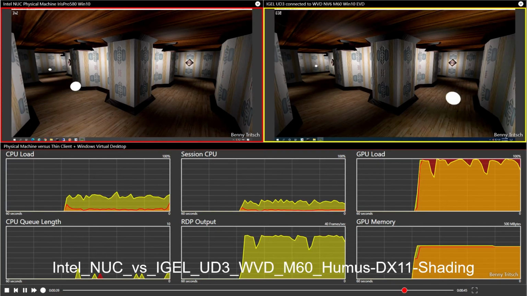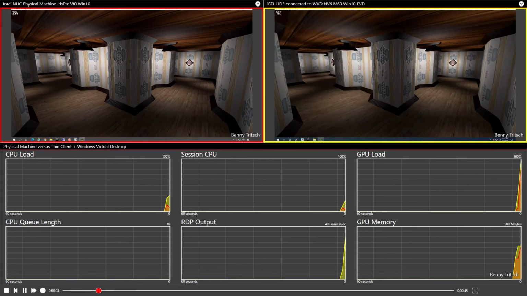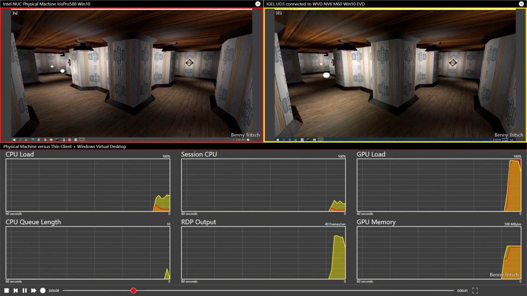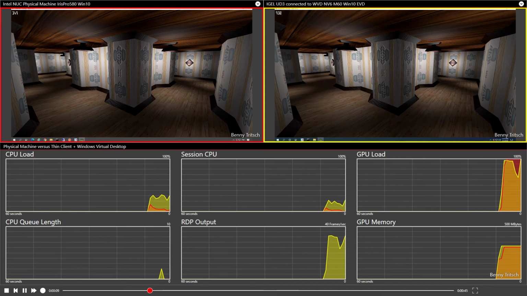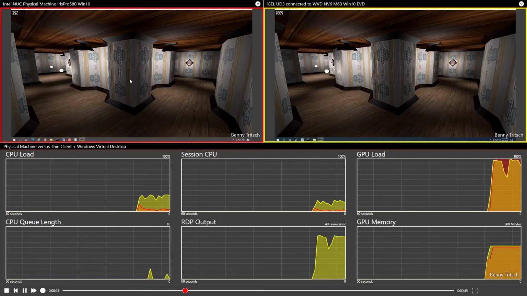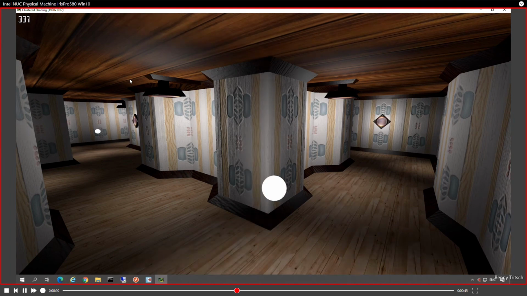Let's use the same setup again, but this time we run the DX11 shading application. Due to the significantly higher frame rate, the WVD CPU load in yellow is higher than the NUC CPU load in red. The GPU is close to 100% in both cases, but we have a much stronger GPU on the right. We are seeing around about 350 frames per second for the physical NUC.